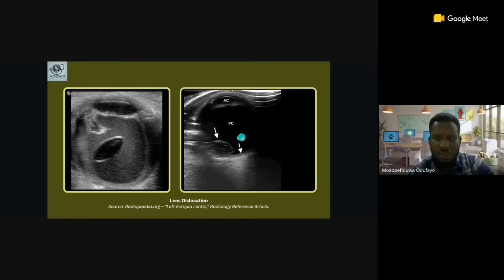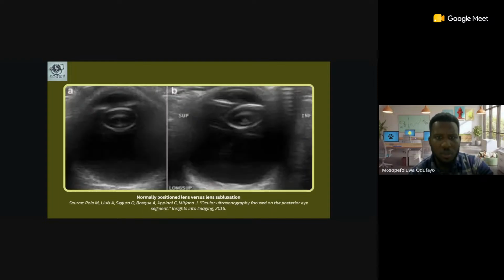Is that okay? Within the posterior segment, vitreous. Is that okay? Good. So this is a normal lens here. It's got some internal echoes inside, cataracts. But then look at this one, partially malaligned, basically. And so you can see this is in this axis this way. Let me demonstrate that for you.